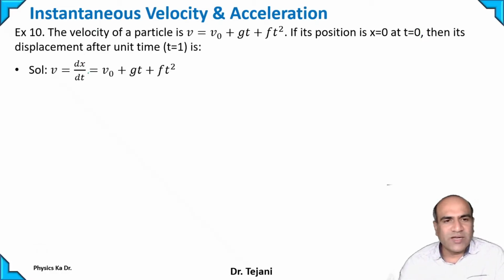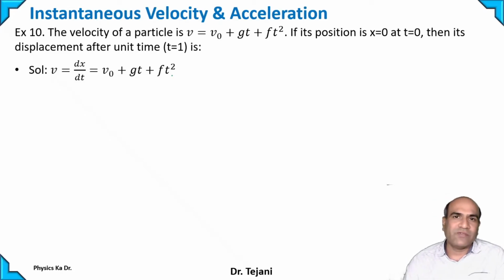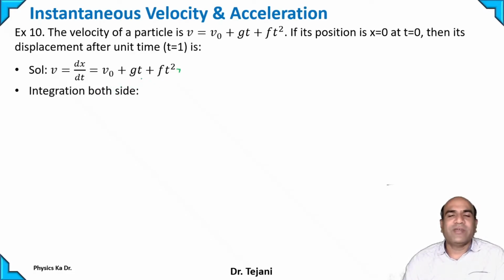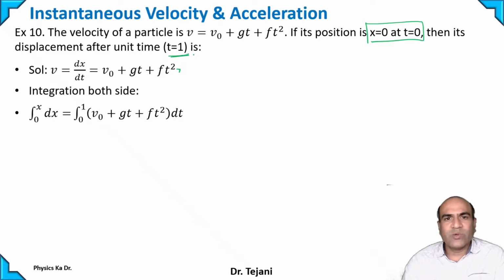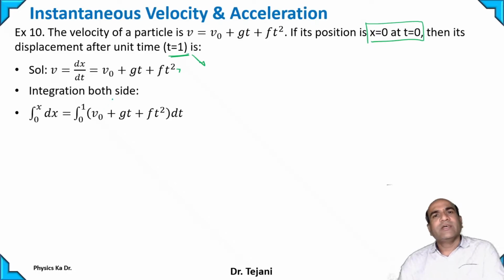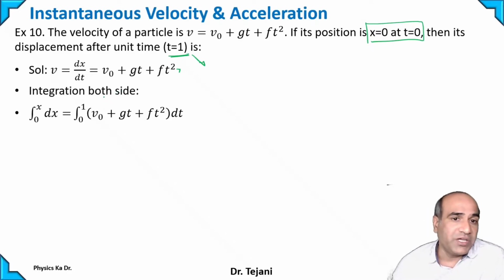v is equal to dx by dt. We all know that is equal to v0 plus gt plus ft square. What should we do now? dt should be moved to the opposite side and then integrate. So it becomes integration from 0 to x, since the initial position is 0 and x is the final displacement. dx is equal to, with time from 0 to 1. You can put t in place of 1 and derive the equation, and after deriving the equation, you can put t.